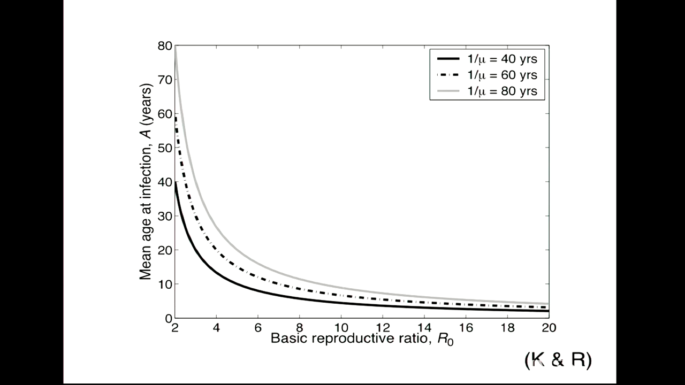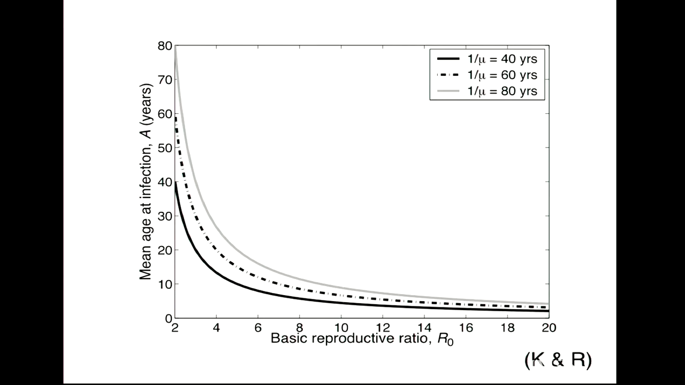So here are three curves for different values of mu: 1 by mu is 40 years, 60 years and 80 years, with R naught on the x-axis. And depending upon the mean age of infection for each of these curves, given mu is something that you can infer from a population in general, that's roughly related to the death rate.